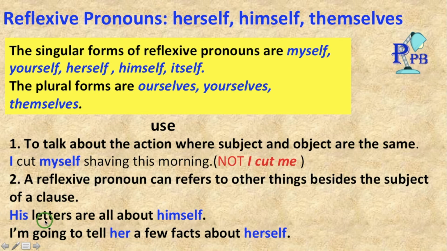For example, his letters are all about himself. That is, here himself actually refers to something other than the subject. That is, the subject matter of the letter is referred to here. I am going to tell her a few facts about herself. So here also we find that the reflexive pronouns refer to information other than the subject of that clause.